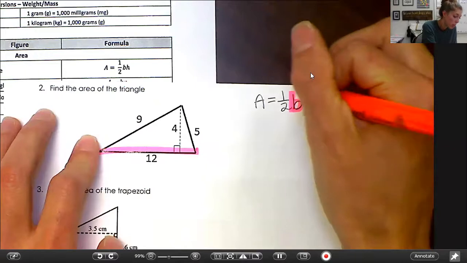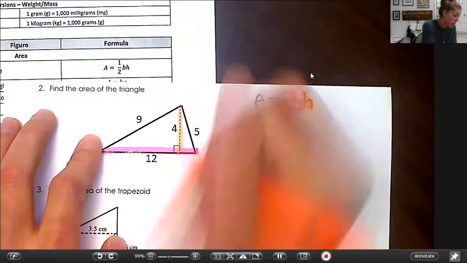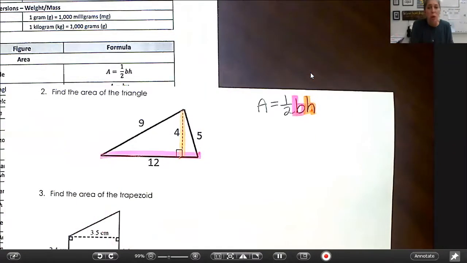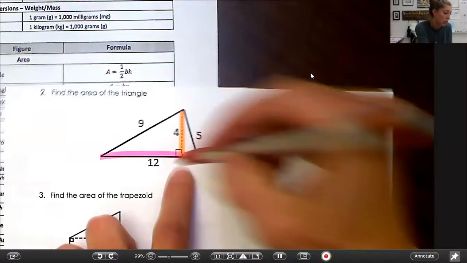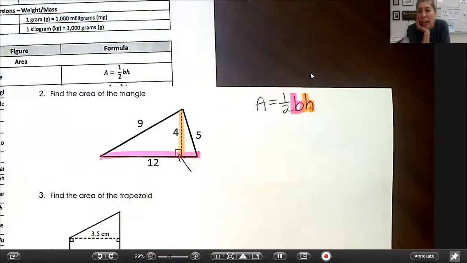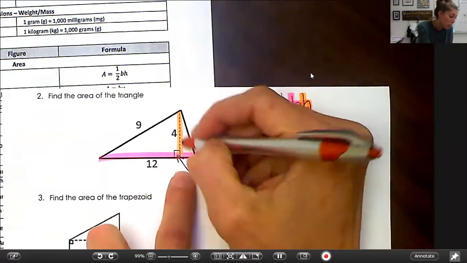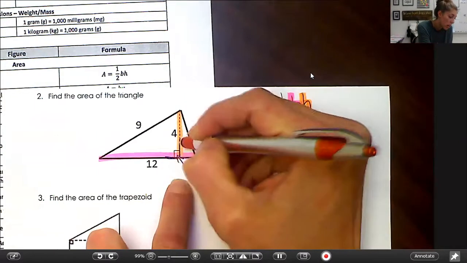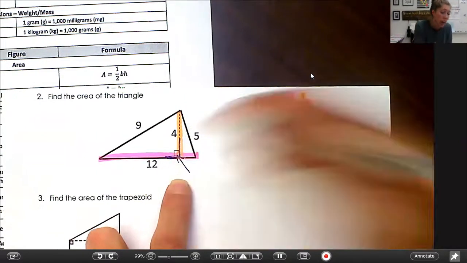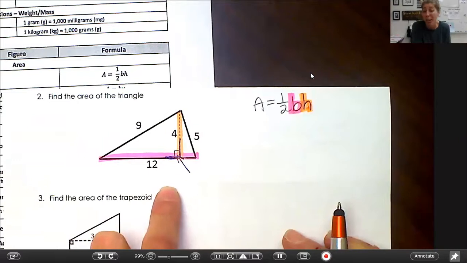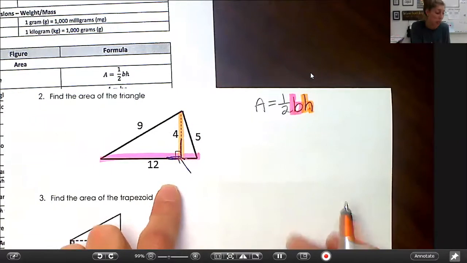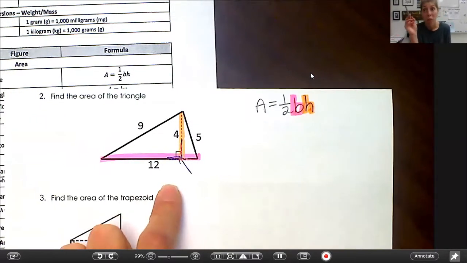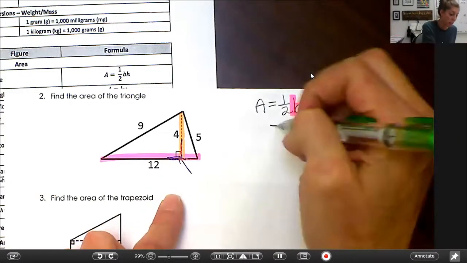Now I want you to be really careful with the height of a triangle. The height is always perpendicular to the base, so you're really trying to find that right angle symbol if possible. That's your clue that those are the two pieces of that formula that you need. I actually don't care about the 9 and I don't care about the 5 in this problem. If I were wondering what the perimeter was, then I would need to add those values, but I do not need them at all for my area formula.